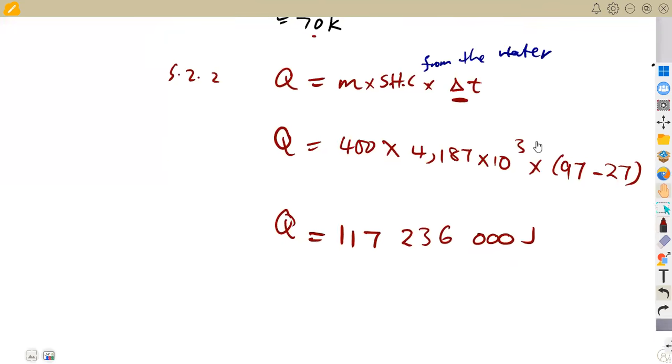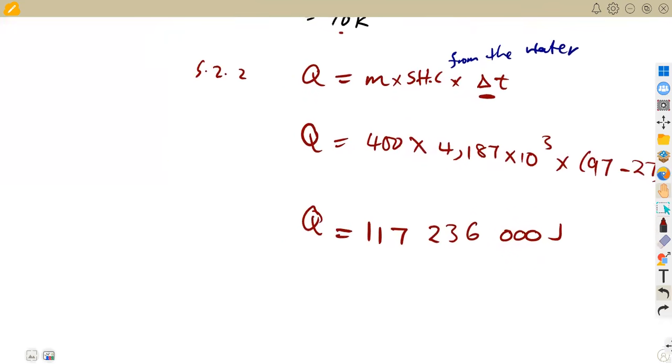So you can convert this value to kilojoules or megajoules, but as you can see, we've got 3 zeros, 6 values that we have. So you can convert to megajoules, divide by 1,000. That is going to be 117,236 in megajoules. All right, so that is it.